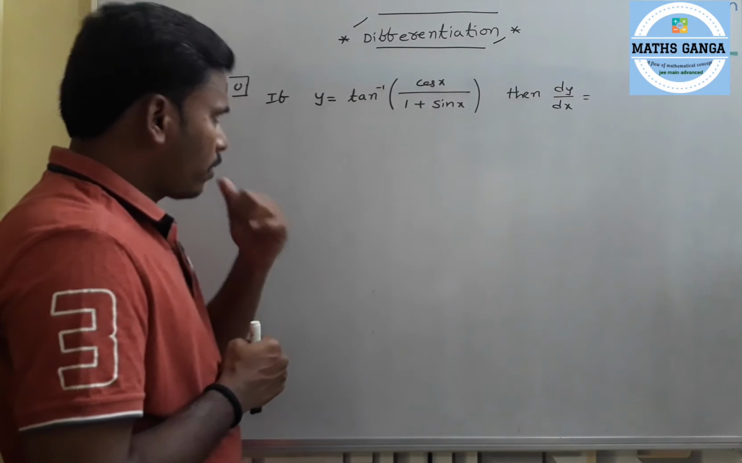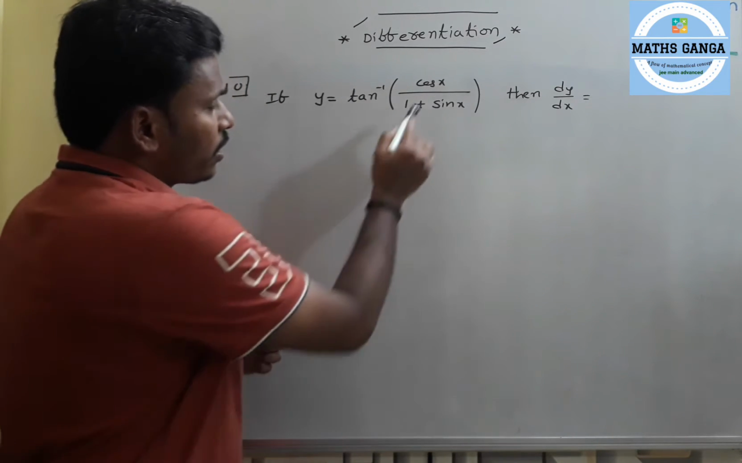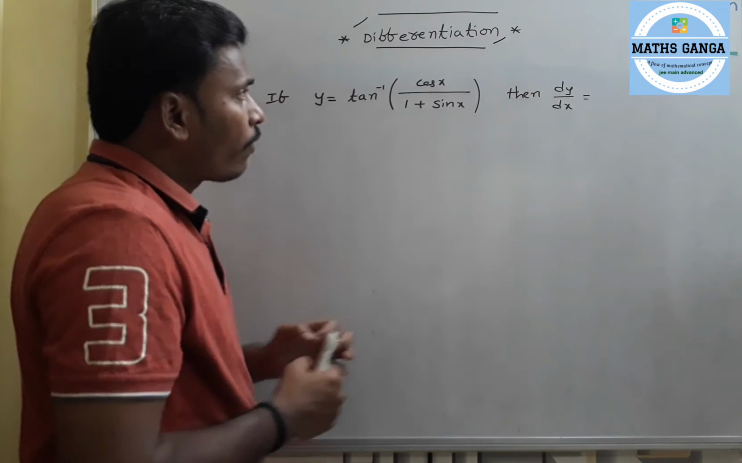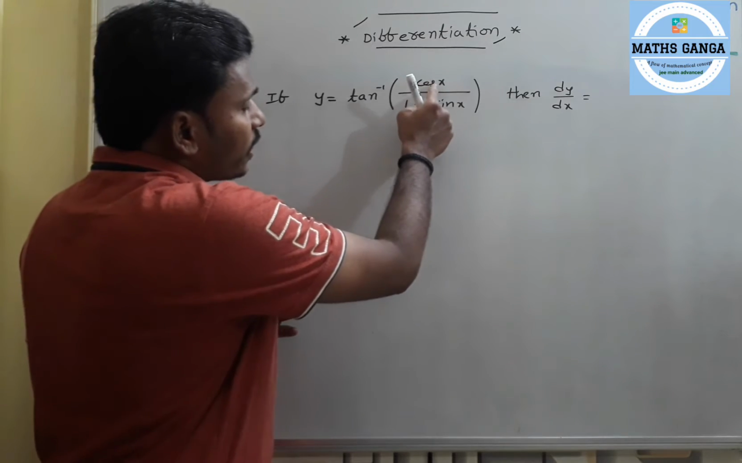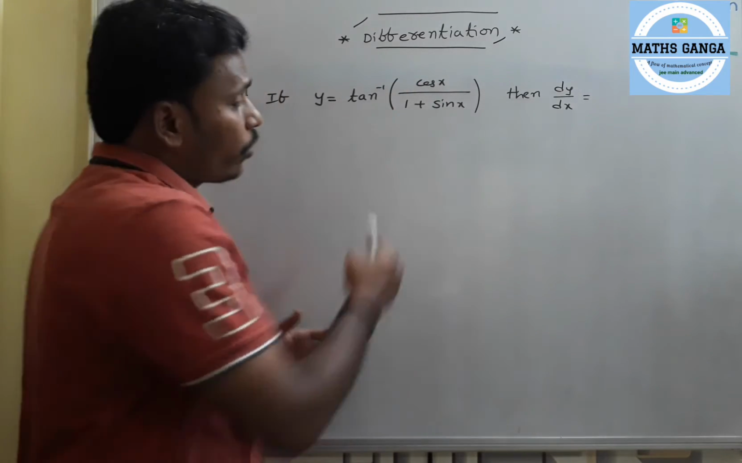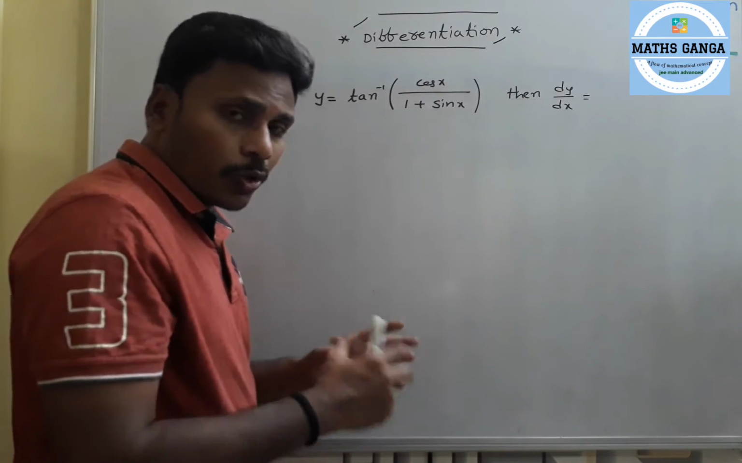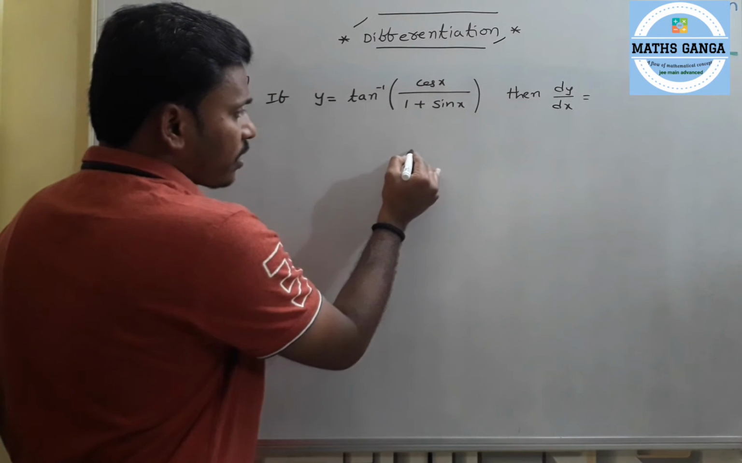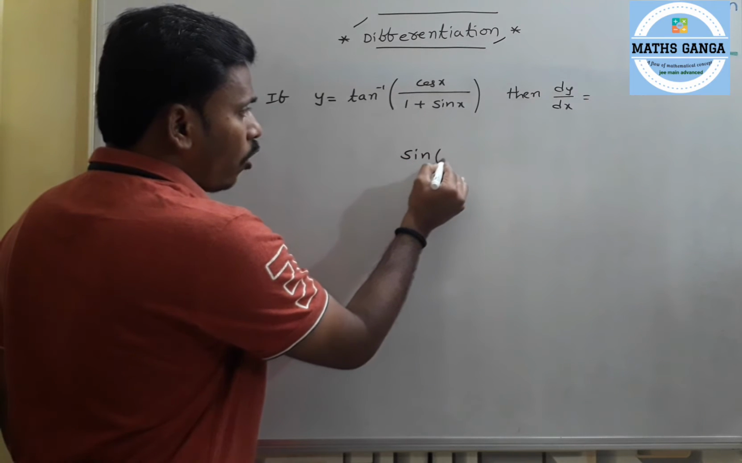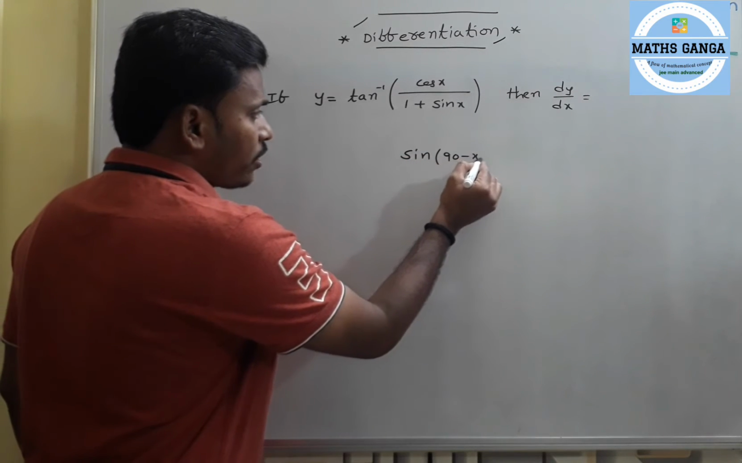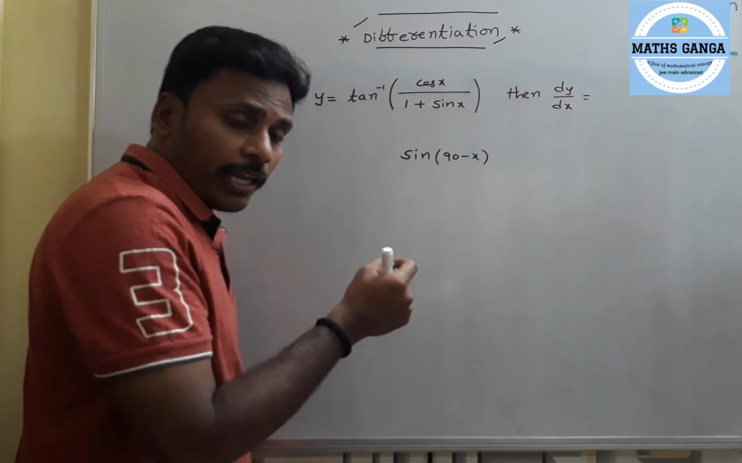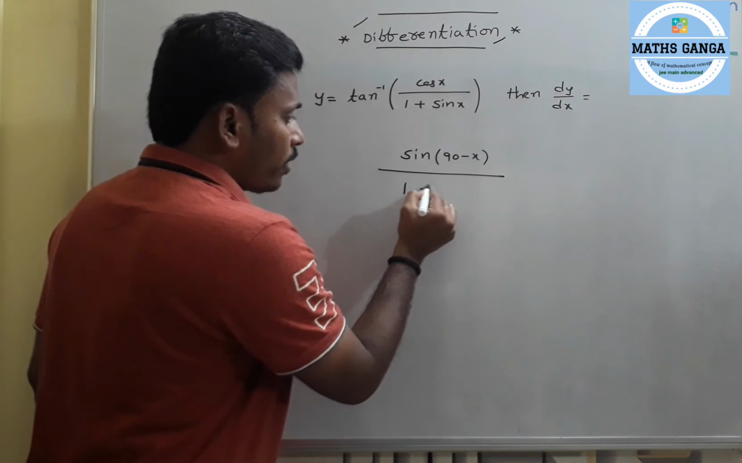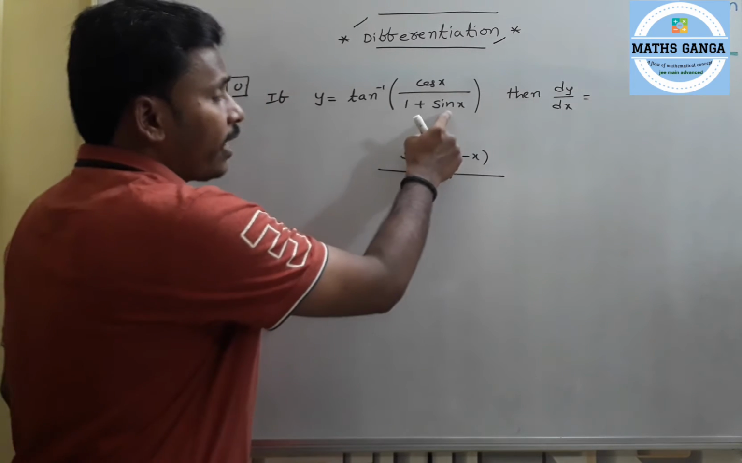Okay, so this is cos x by 1 plus sin x, right? I am going to write this cos x in terms of sin, as well as this sin in terms of cos, to use certain trigonometric formulas. Rewrite this cos x as sin of 90 minus x. Is it right? Sin of 90 minus x is cos x, divided by 1 plus, here we have sin x.